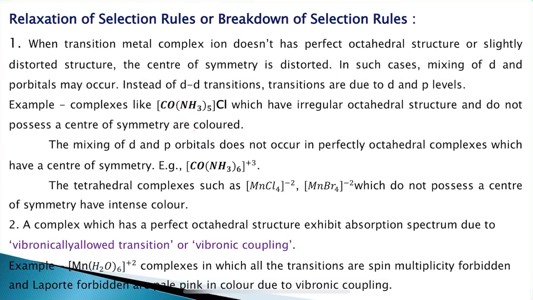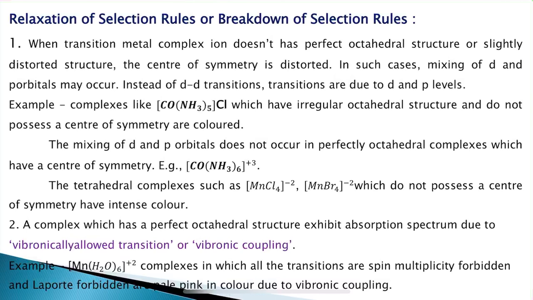So, such complexes like pentaamminechlorocobalt(III) chloride are colored. The mixing of d and p orbitals does not occur in perfectly octahedral complexes which have a center of symmetry, for example, hexaamminecobalt(III). The tetrahedral complexes such as manganese chloride or manganese bromide, which do not possess a center of symmetry, have intense color. These are some of the examples which also possess color, even though they do not possess a center of symmetry.